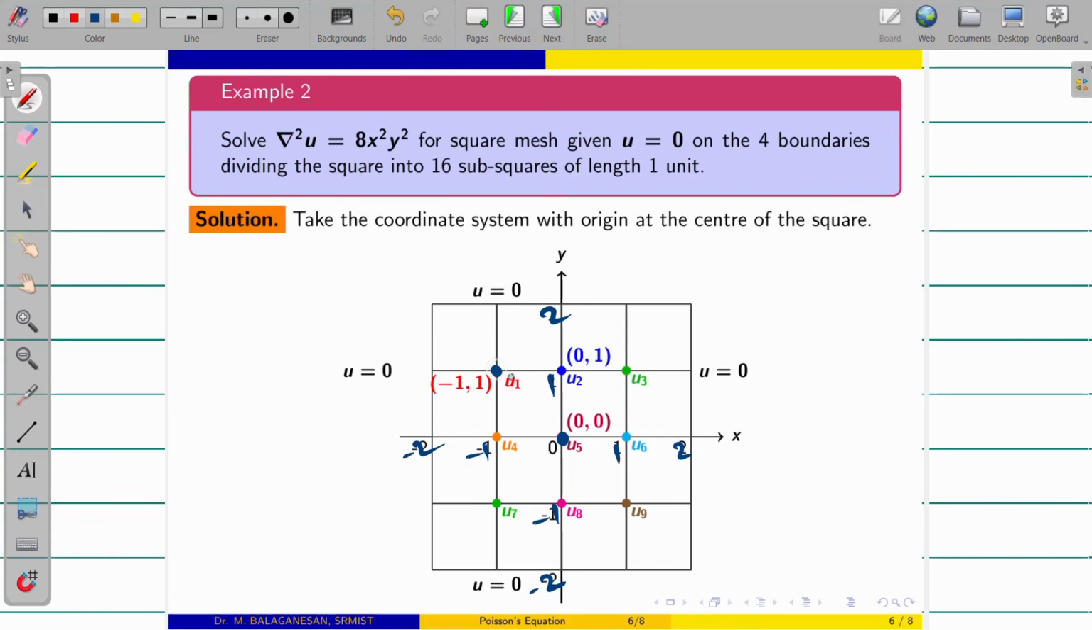What about u1 position? Look at that. This side y equal to 1. Here x equal to minus 1. Minus 1, comma 1. That is what I have written here. And what about u2 position? This line is x equal to 0, and y equal to 1 line. That point only I have written nearer to that mesh point. U1 position is minus 1, comma 1. U2 position is 0, comma 1. U5 position is 0, comma 0.